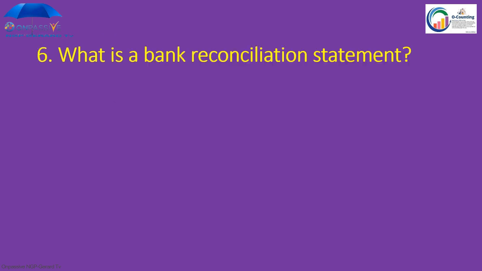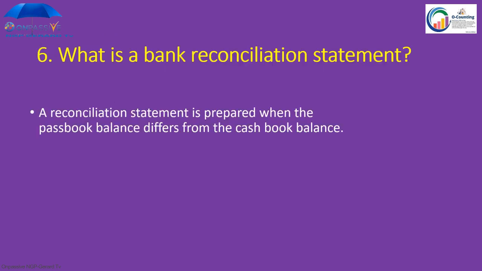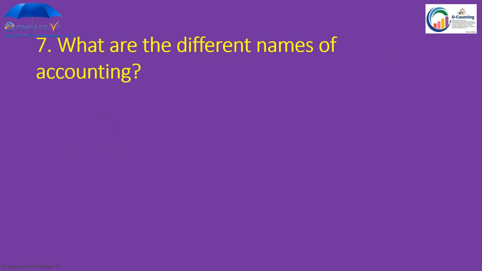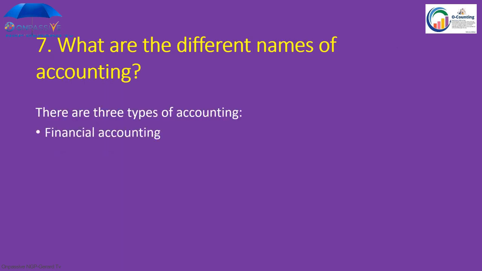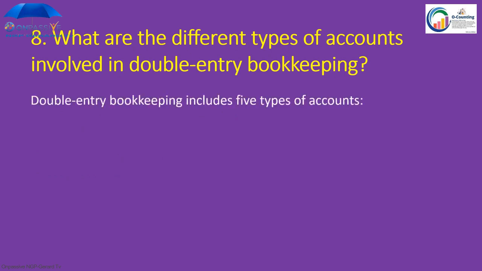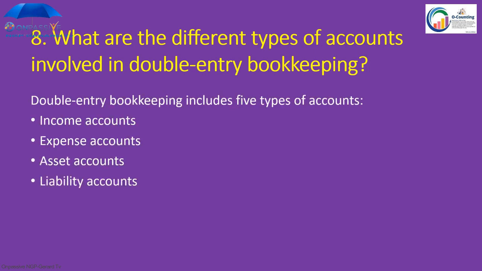What is a bank reconciliation statement? A reconciliation statement is prepared when the passbook balance differs from the cash book balance. A passbook is also known as a ledger or bank book. What are the different names of accounting? There are 3 types of accounting: financial accounting, management accounting, and cost accounting. What are the different types of accounts involved in double entry bookkeeping? Double entry bookkeeping includes 5 types of accounts: income accounts, expense accounts, asset accounts, liability accounts, capital accounts.